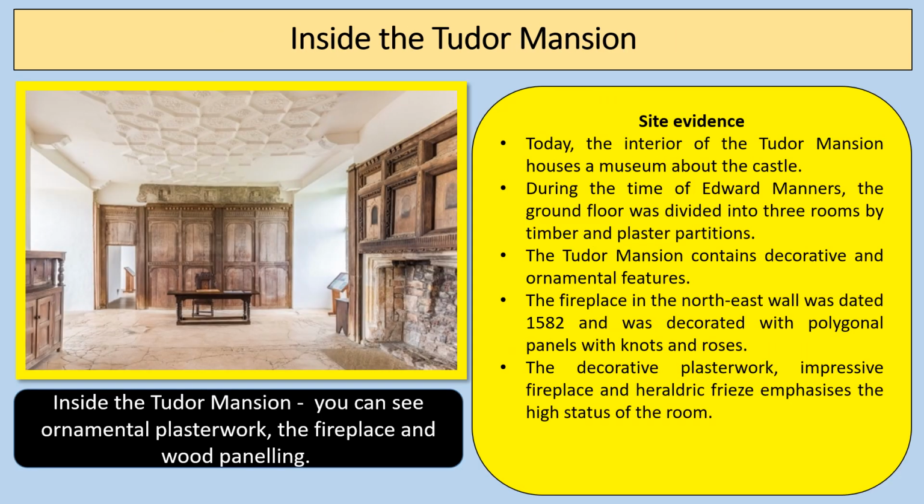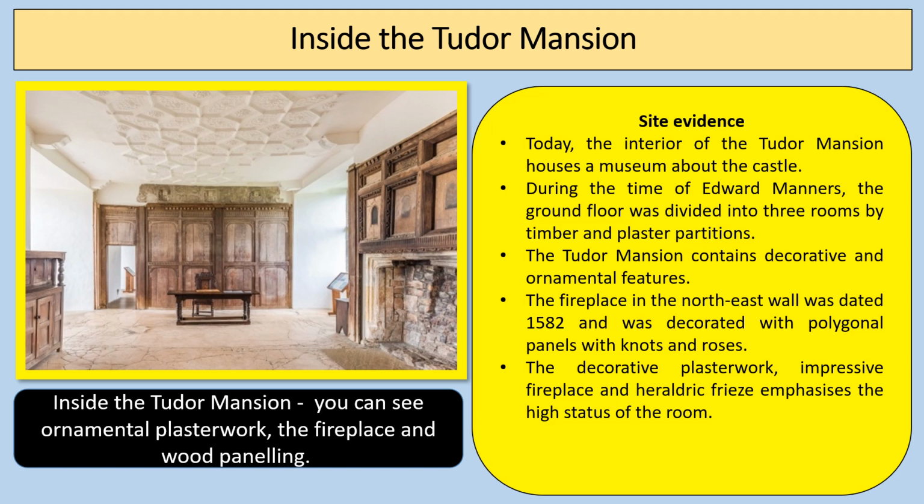Now, a little glimpse inside the Tudor mansion. You can see the ornamental plasterwork on the ceiling, the fireplace, very ornate, very decorative, and the wood panelling. The interior of the Tudor mansion now, its purpose is to hold a museum about the castle. It's the only bit of the castle that's really particularly intact. During the time of Edward Manners, the ground floor was divided into 3 rooms by timber and plaster partitions. The Tudor mansion contains decorative and ornamental features.